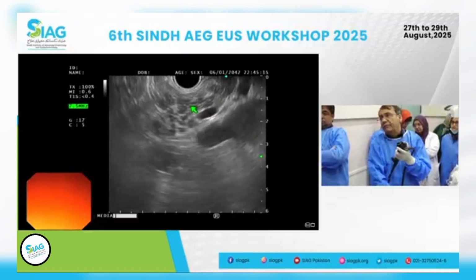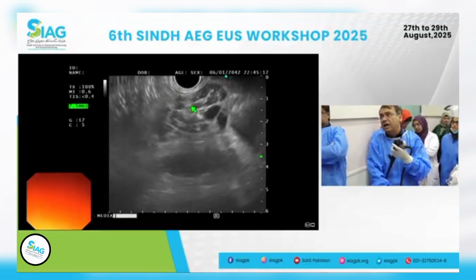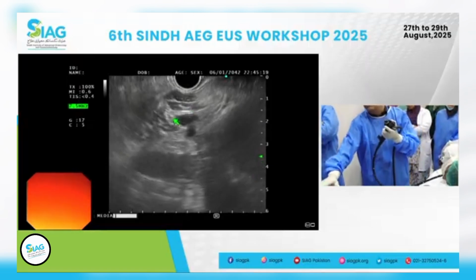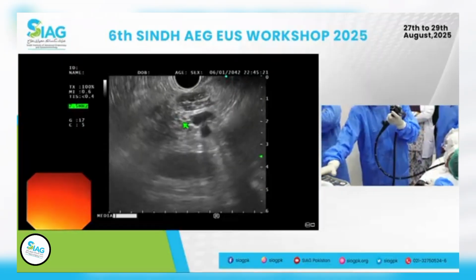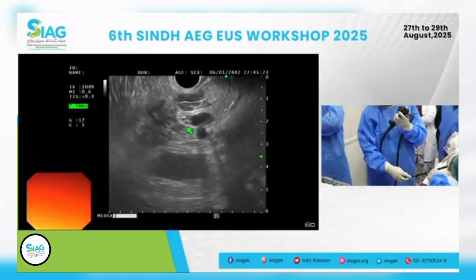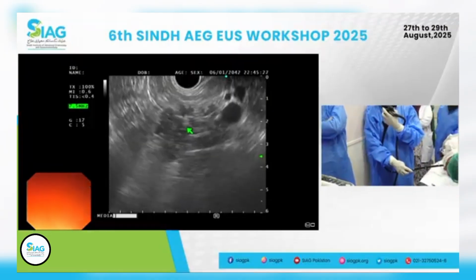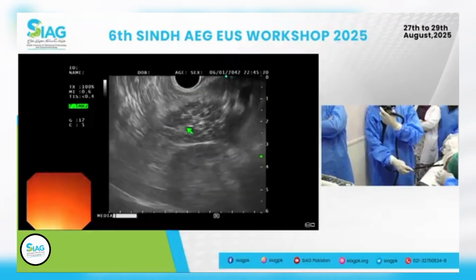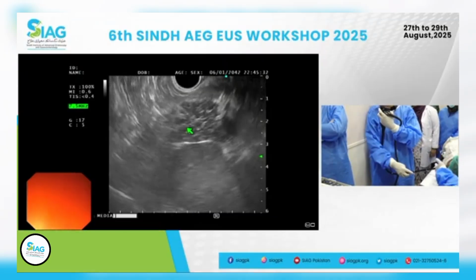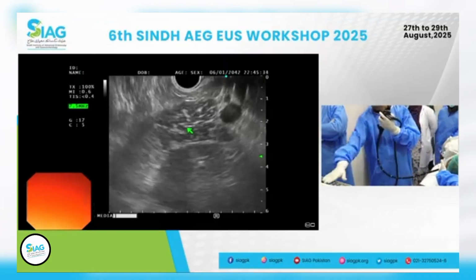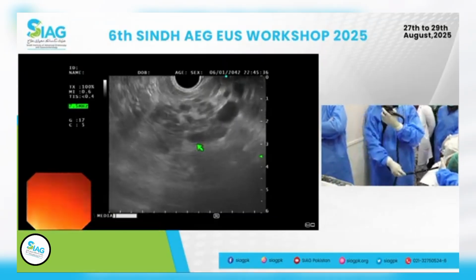So here, the pancreas is right at the 6 o'clock position. I'm keeping that arrow there. At 6 o'clock, I will move it a little bit downwards. So you can see the goal is, whatever structure I want to examine, keep that at the 6 o'clock position. So right here, I'm torquing the scope to the right.